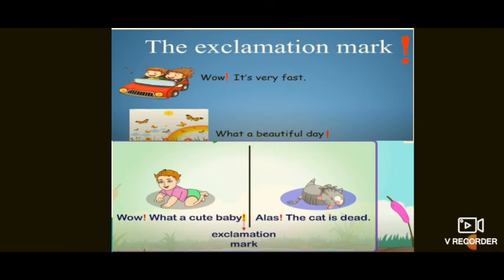Next one, what a beautiful day. Again there's a surprise, so that's why we have said what a beautiful day. It ends with an exclamation mark. In this sentence also you can see, as it is a surprise, we have ended the sentence with an exclamation mark. Next one, wow, what a cute baby. Again, children, after wow there is an exclamation mark, and the sentence starts with W and ends with a full stop.